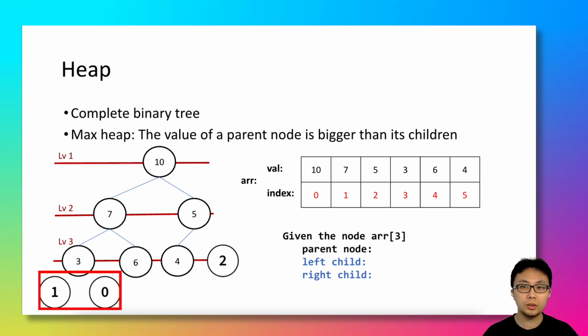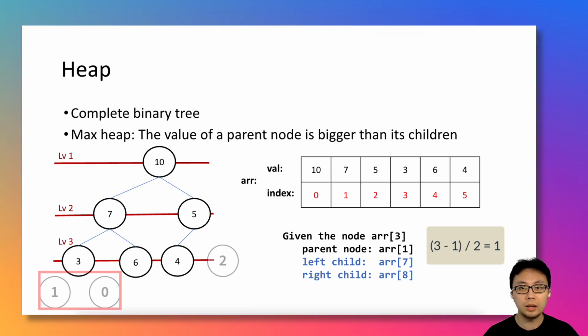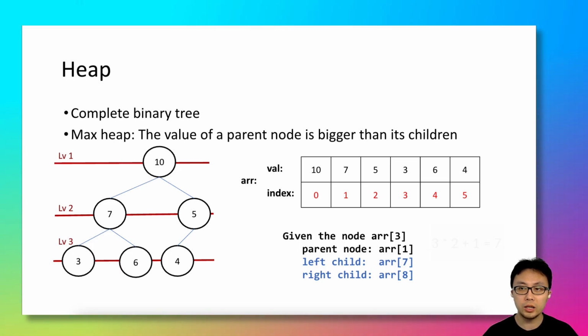That will be here and here, and their indexes will be 7 and 8, like this. Given the node at index 3, if we subtract 1 from 3, then divide by 2, we will get 1, which is the same as the index of its parent node. If we multiply 3 by 2, then plus 1, we will get 7, which is the same as the index of its left child. If we multiply 3 by 2, then plus 2, we will get 8, which is the same as the index of its right child.